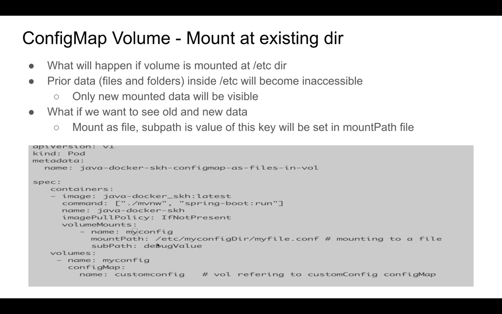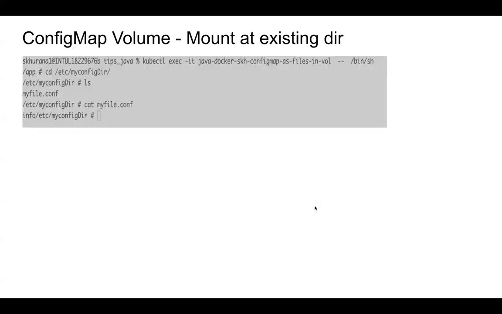The subPath is a key, right? The config map key. So debug value is the key in the config map. So the value of the debug value will be set in the mount path file. We'll see an example of this.